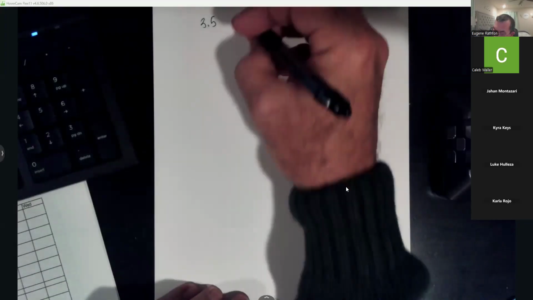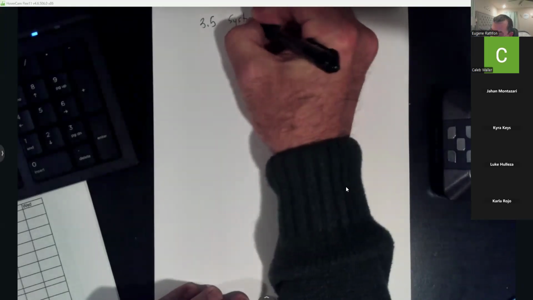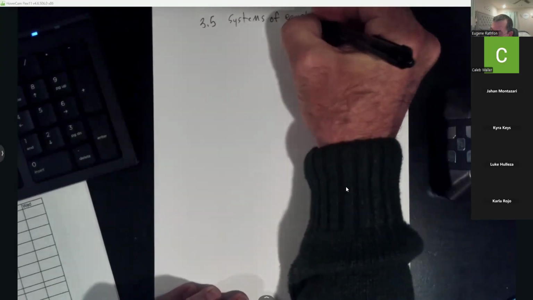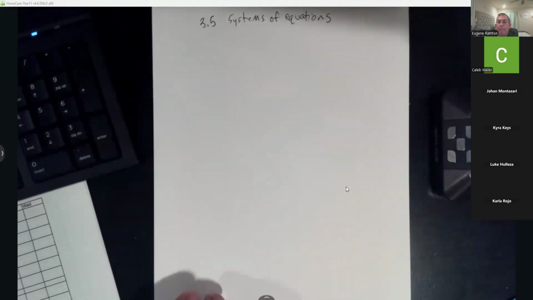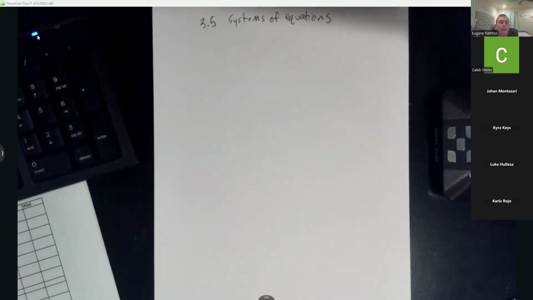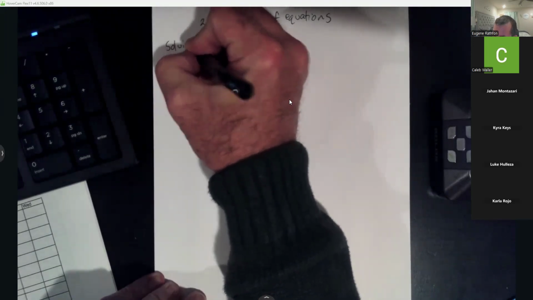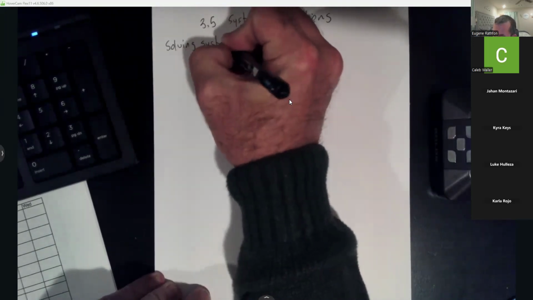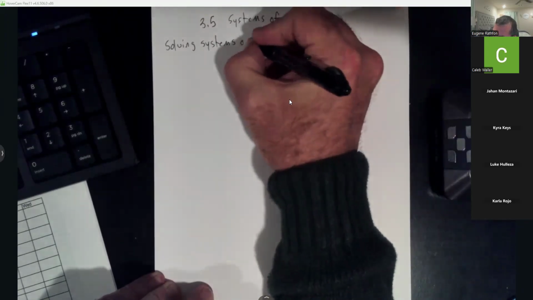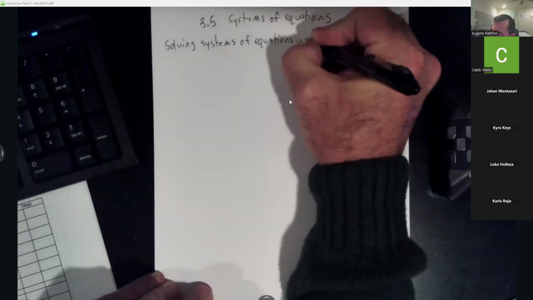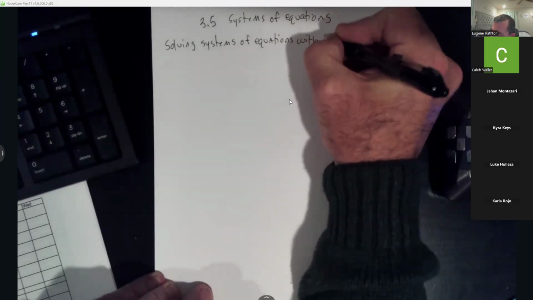All right, y'all, 3.5 systems of equations. Like I said, we're going to start with solving systems of equations with two variables.